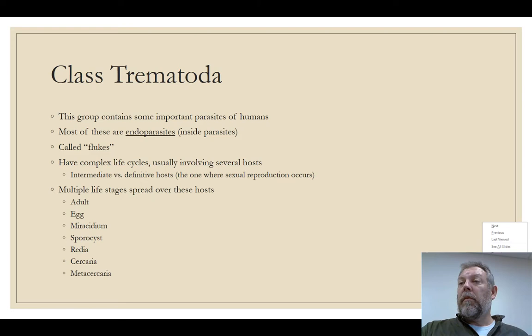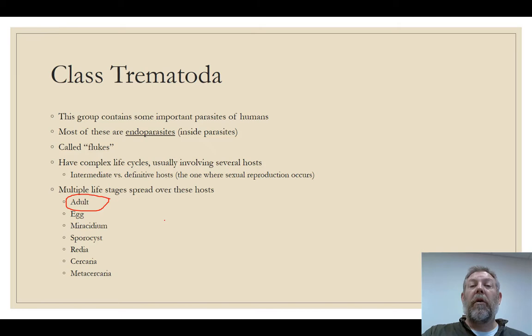You've got the adult, and then they lay eggs. You've got a miracidium, and then that forms a sporocyst. And those can hatch into redia, and then cercaria, and then metacercaria. These are all possible different life forms of flukes.